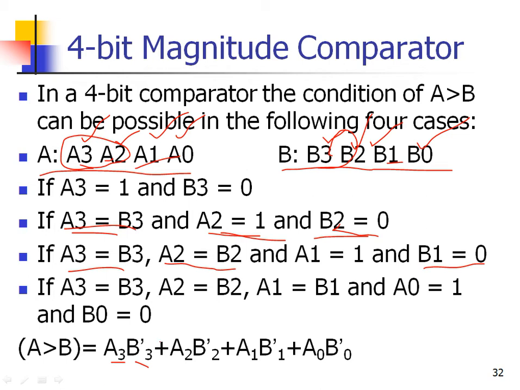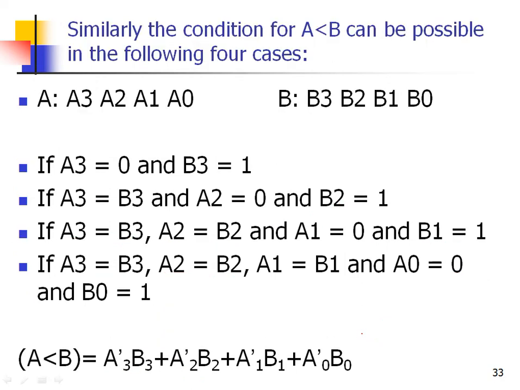The output of A3 B3 bar is considered as X3, and X3 can be given here. In another case you can write the equation, this is another equation for A greater than B. Once this condition is over, if A2 and B2 bar is there, that is also a condition where A is greater than B. The next case is A1 B1 bar, and the next case is A0 B0 bar. This is the condition to check A is greater than B.